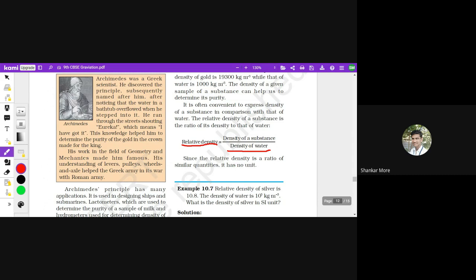So do the things that I have told you: find out the principle behind lactometers. Just read the summary of this chapter. Just go through the questions of this chapter.